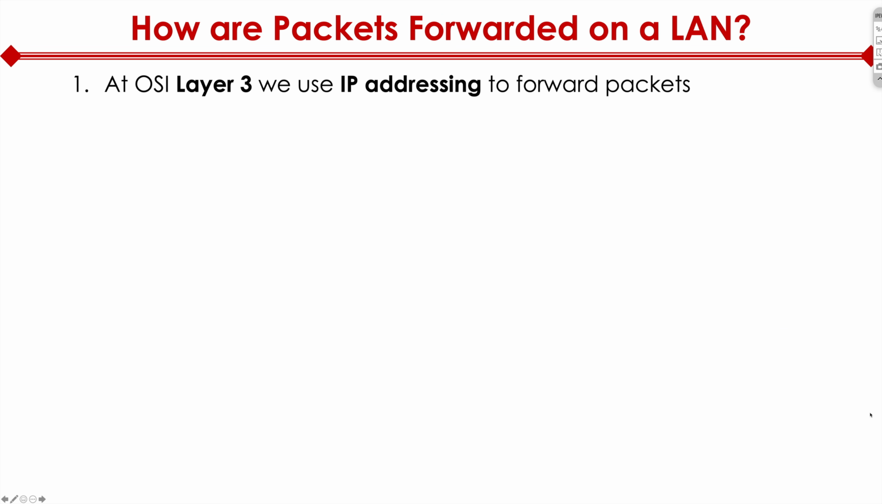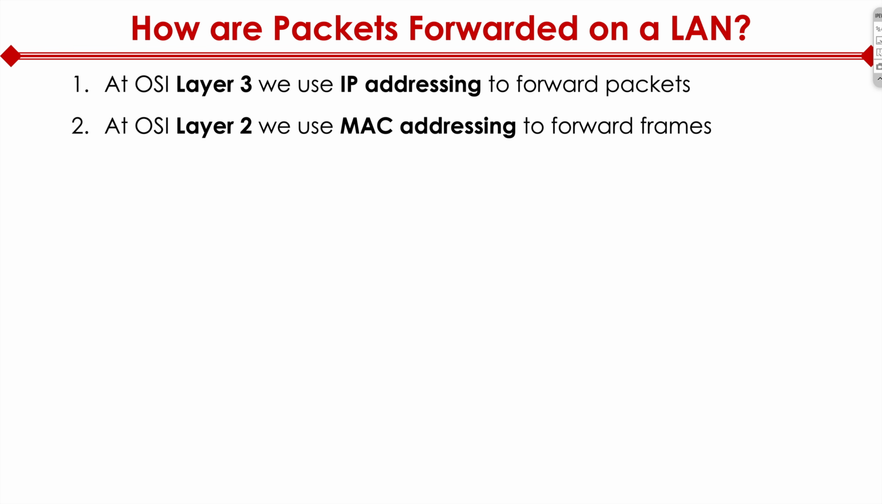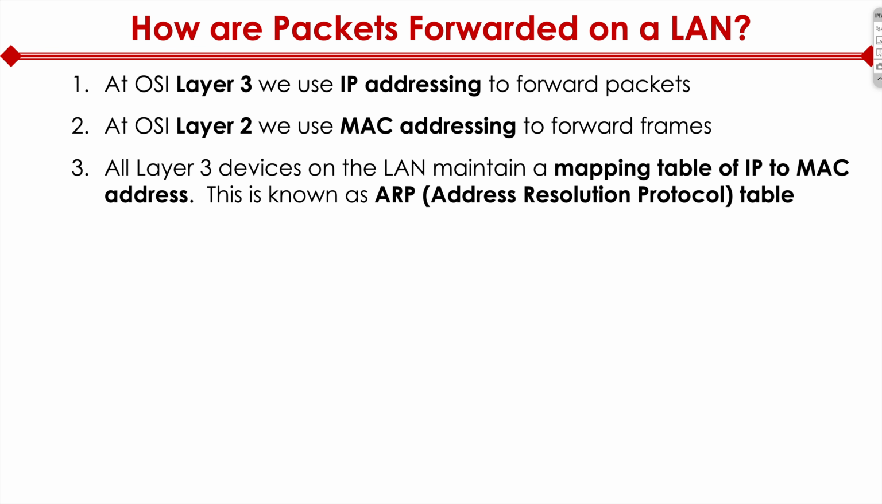Now there's one more concept that I want to clarify, and I want you to picture the OSI model in your head. At layer 3, at the network layer, that's where IP addressing lives, right? And IP addressing is basically logical addressing. And at OSI layer 2, that's where MAC addressing lives. Well, we have to map the two together in order for the communication to occur.